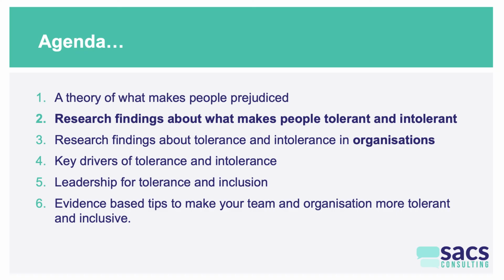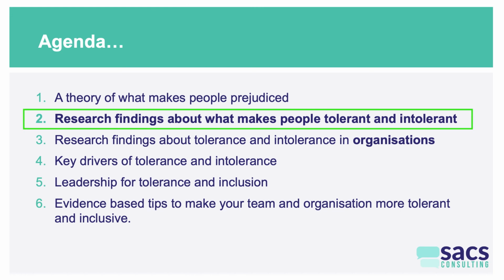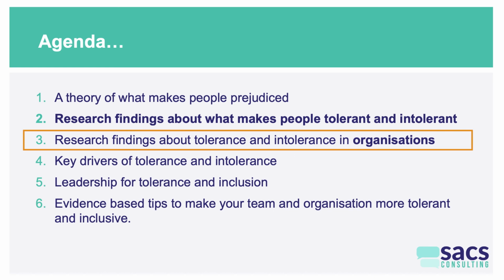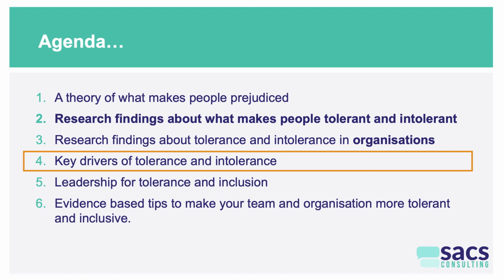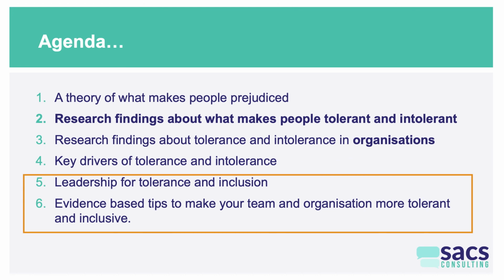The next video in the sequence will be showing you some research findings about what makes people tolerant and intolerant at the individual level. What is it that drives it as an individual? The subsequent video will be talking much more about tolerance and intolerance within organisations, including a thing called diversity climate, the degree to which people believe that the organisation is inclusive and welcoming of diversity. And then we'll be talking to you about some key drivers of tolerance and intolerance, then subsequently moving on to what you should do about it. Join us for video number 2 to find out some really interesting data and some conclusions about what causes people to be tolerant and intolerant.